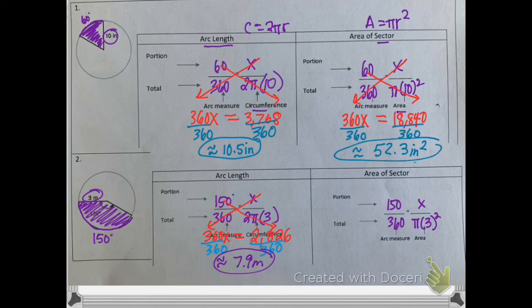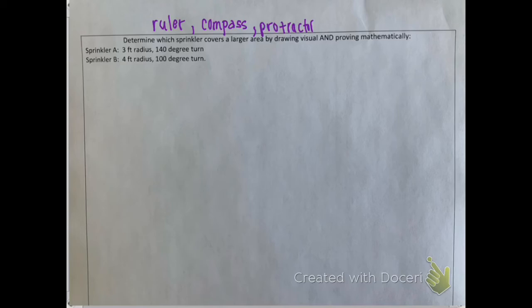So cross multiply. 360 times x is 360x, and that's equal to, I'm going to multiply 150 times 3.14 times 3 times 3. And I get 4,239. One last step, divide both sides by 360. And I get approximately 11.8 meters squared. For this last example, we're going to be comparing two different sprinklers in the area of grass that they water.